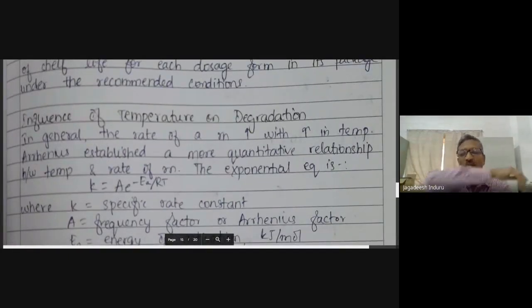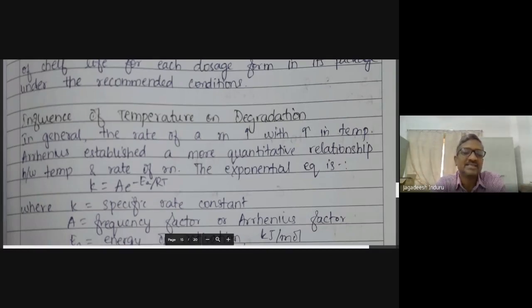Most of the times the influence of temperature is the major phenomenon in accelerated stability testing, when compared to remaining factors like change in pH, change in light intensity, and change in oxygen concentration. These are all the things which will be there. But according to Arrhenius' view, he has proposed and established the quantitative relationship between temperature and rate of reaction.